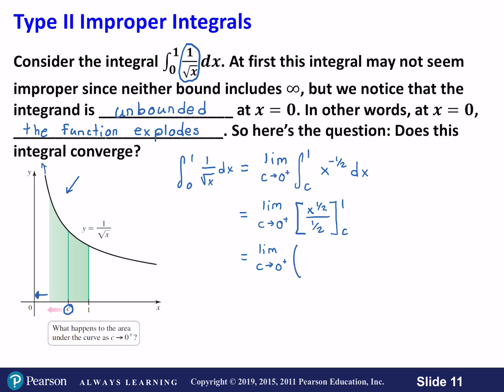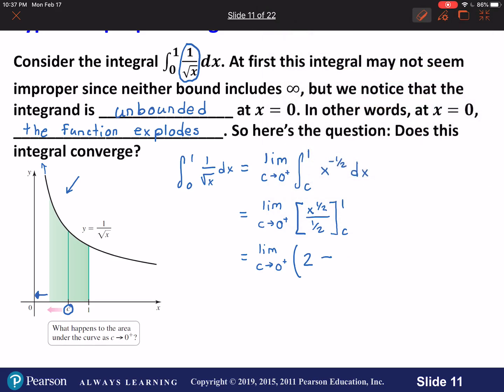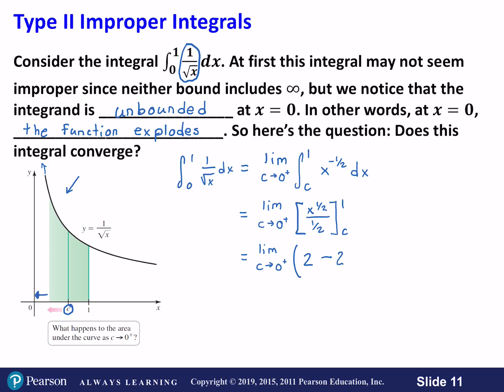All right, and so now if we plug in our bounds, if we plug in 1, we will just get 1 divided by 1/2, which is just 2. If we plug in c, we will get 2 square root c.